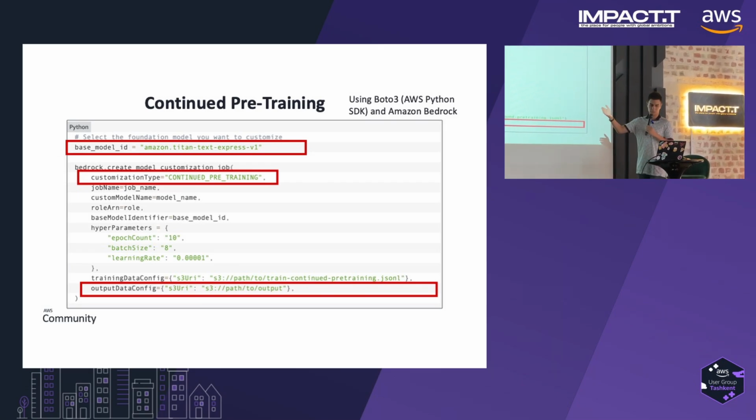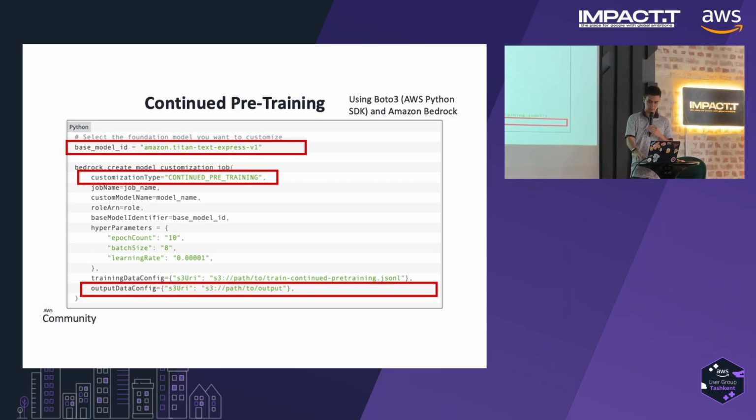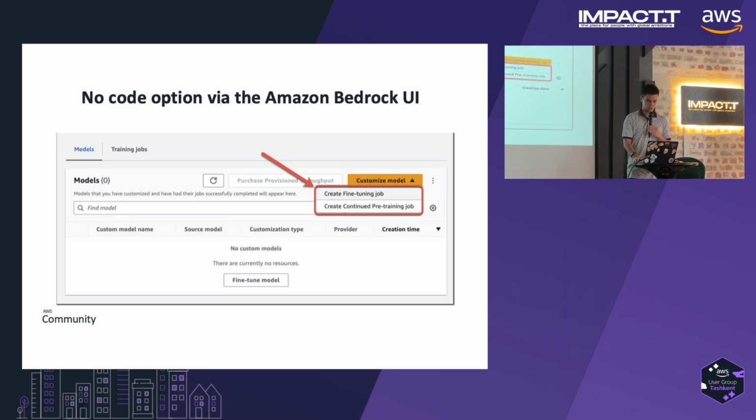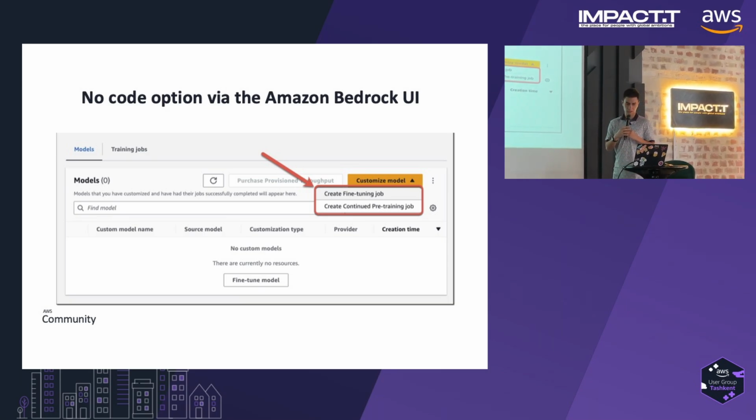But if you want to make it even more simple without a single line of code, you have an option via Amazon Bedrock UI. So you have two options: create a fine-tuning job and continued pre-training job. Few clicks of the mouse and you have your customized foundation model.